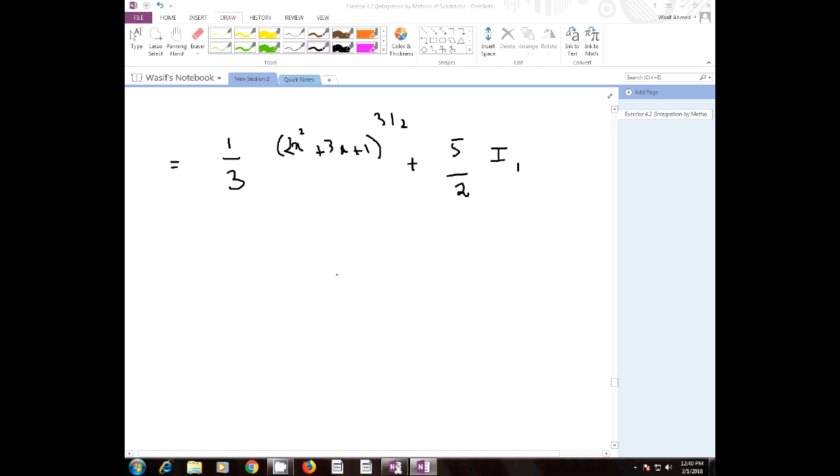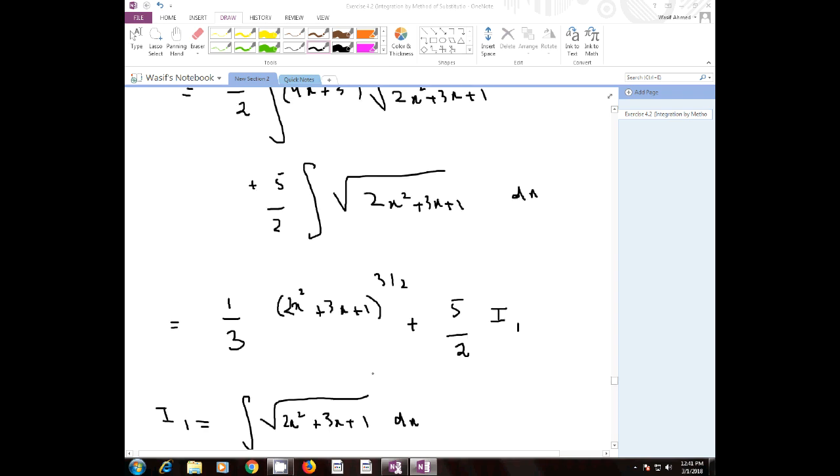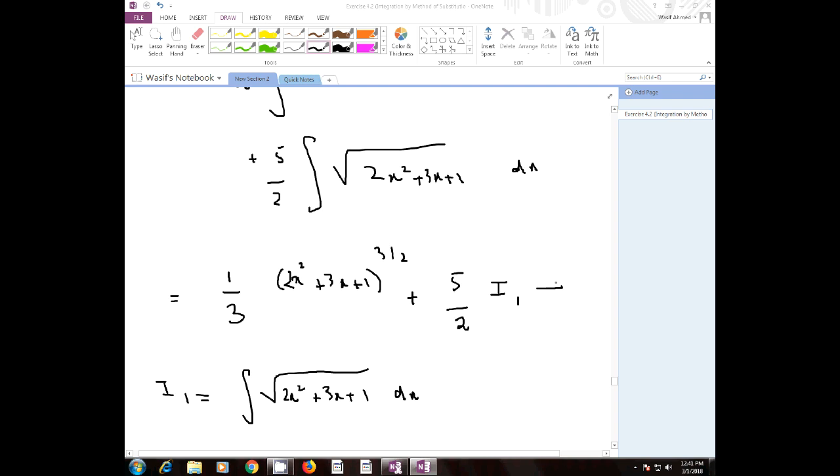Now we have to solve out the integral I1. And I1 is equal to the integral of 1 over square root of 2x squared plus 3x plus 1, and mark the previous equation as equation number 1.